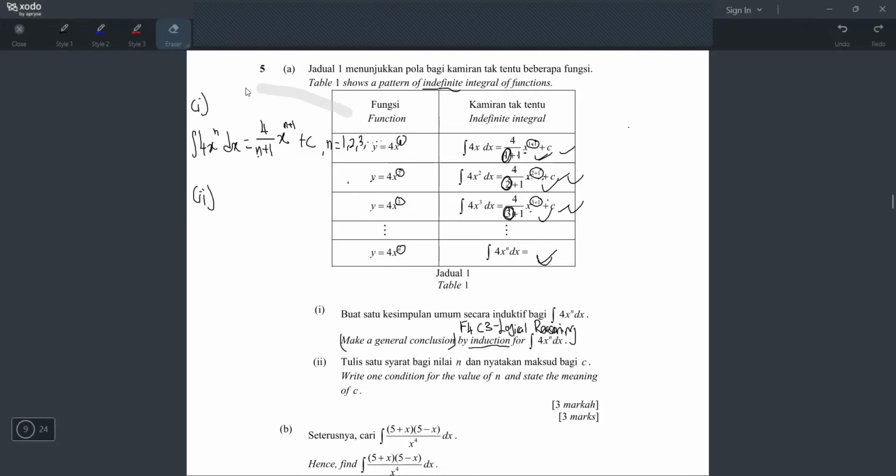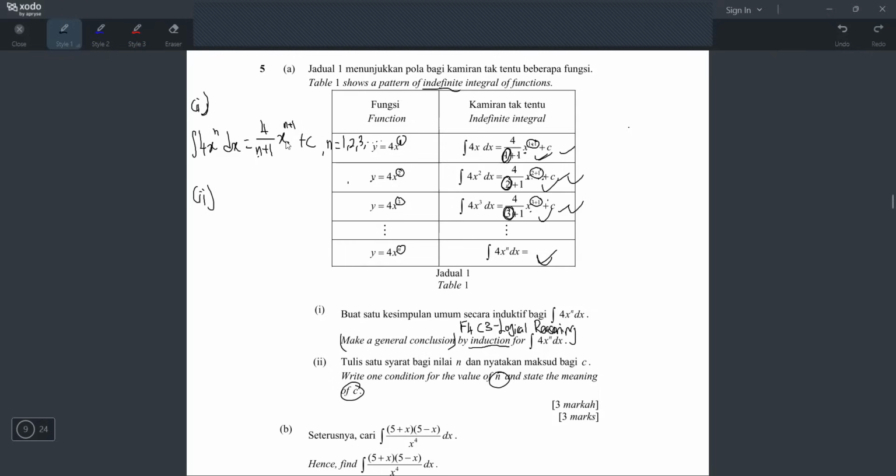This one let me erase. Okay, so this one is the answer. Okay, let's continue with second question. Let's read. Write one condition for the value of n and state the meaning of C. So I want to write the condition for value of n. Okay, so I have to refer here and state the meaning of C.